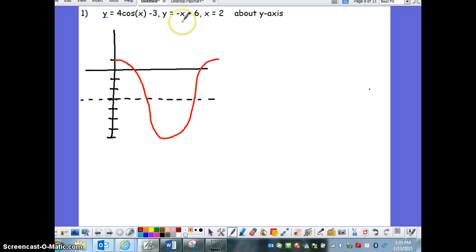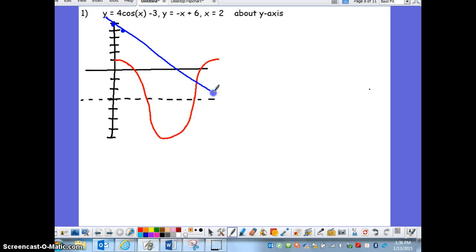All right, y equals negative x plus 6, so I would have to go up 6. That's 1, 2, 3, 4, 5, 6. I'm going to do this in another color, up here at 6, and then slope is down 1, right 1. So when I do this, my line is going to come down, it's going to cross through. And then the last thing I have here is that x is equal to 2.